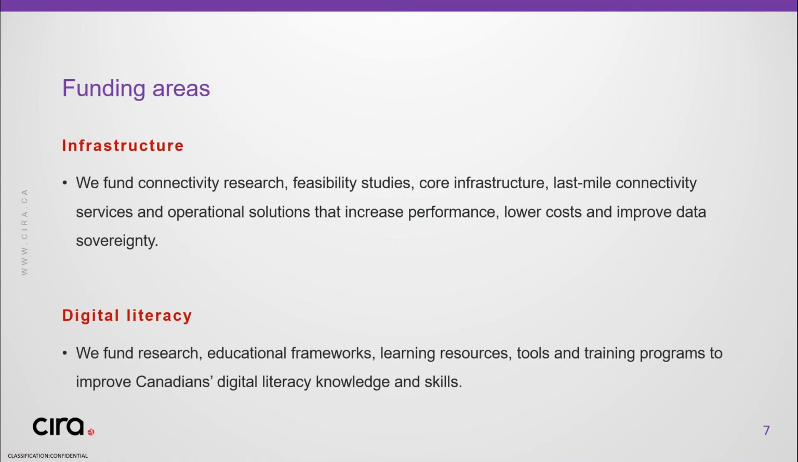So for internet infrastructure, we fund connectivity research, feasibility studies, core infrastructure, last mile connectivity services, and operational solutions that increase performance, lower costs, and improve data sovereignty. And in many cases, infrastructure projects we know can be quite expensive, and it's totally fine to apply to CIRA for partial funding for a much bigger initiative. So for example, if you're putting in an application to the Universal Broadband Fund and need additional funding, or if you have a private sector partnership that need funds for community engagement or feasibility studies, these would be examples of those kind of things.